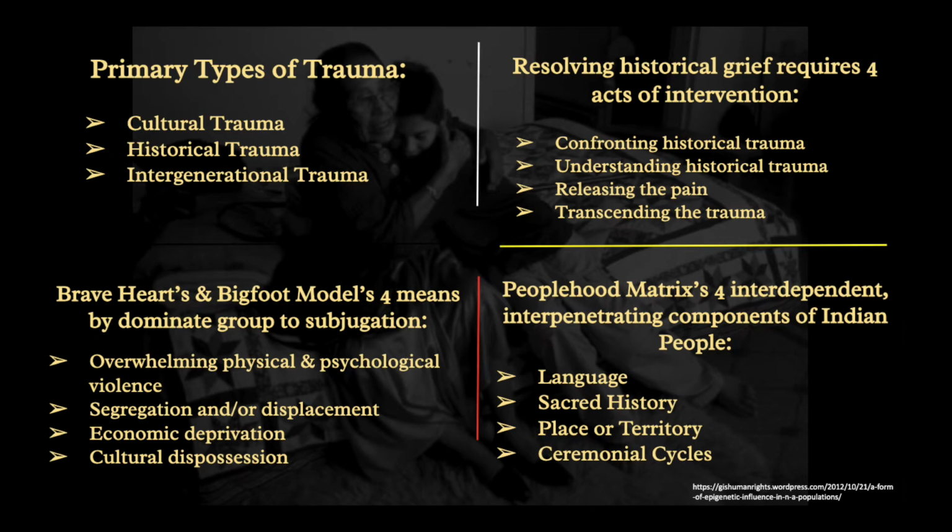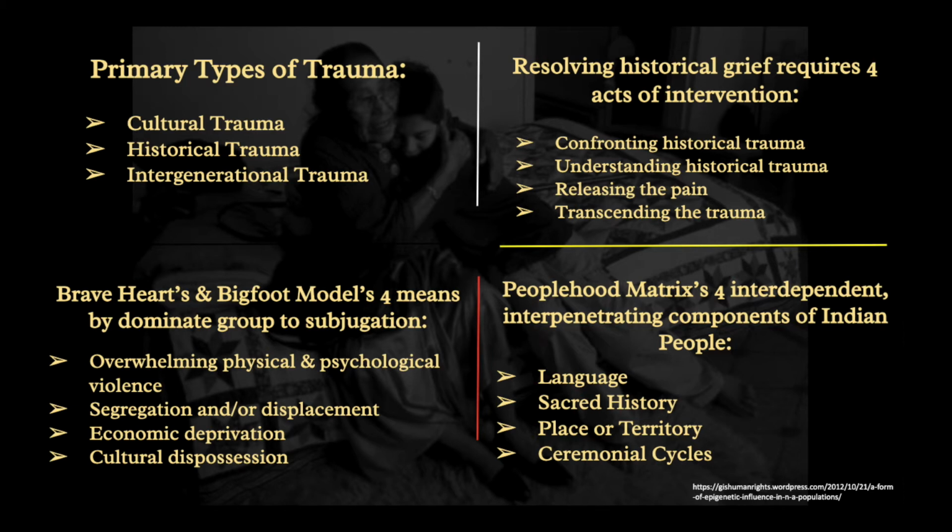Oftentimes, we like to think that these are events that occurred in the past, but don't realize how the trauma is being passed on. In present day, there is a high amount of alcohol and drug abuse within tribal communities, and this is a form of coping because they have not yet healed from the trauma that occurred to their people. This brings in the cultural grief interventions that need to take place in order to heal, which are listed on the slide, as well as a few of the ways in which a dominant society can subjugate another group.